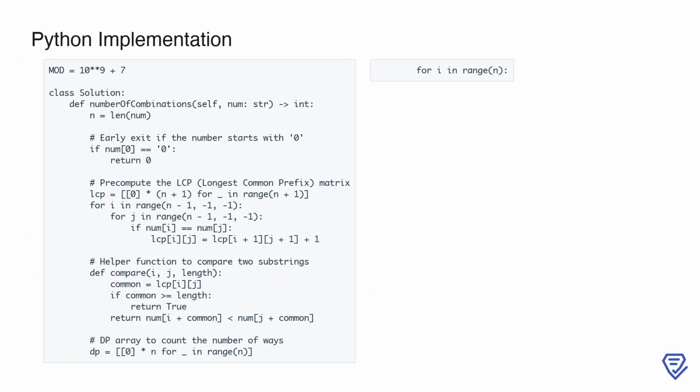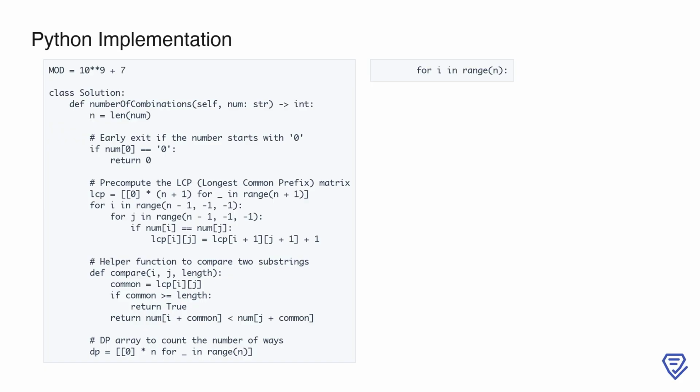To solve the problem, we start by defining a constant, mod, which will be used later to ensure our results fit within the required constraints by taking modulo 10 to the power of 9 plus 7. Next, we define the function number of combinations within the solution class, which takes the string number as input. The length of this string is stored in n. To handle edge cases immediately, we check if the input string starts with 0. If it does, we return 0 since numbers cannot begin with leading zeros.